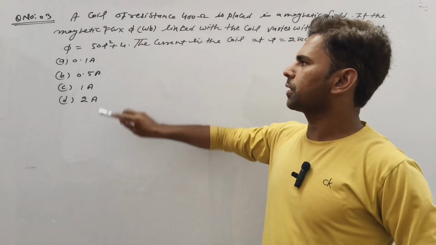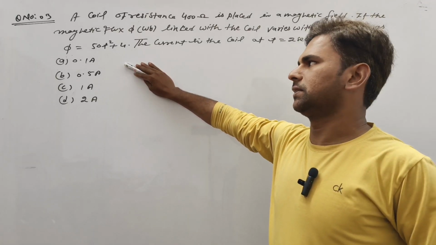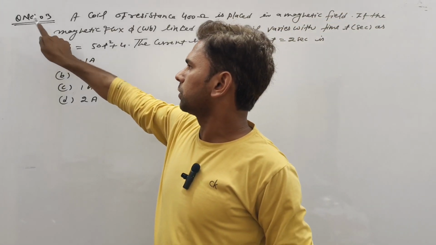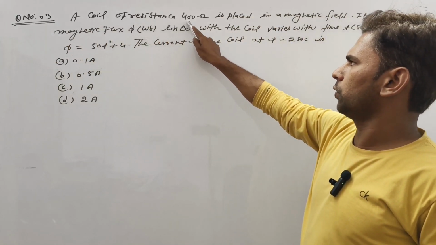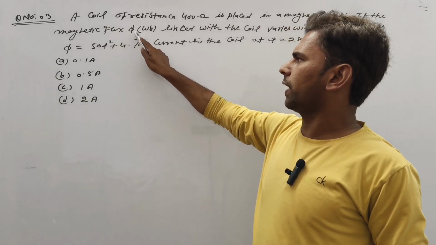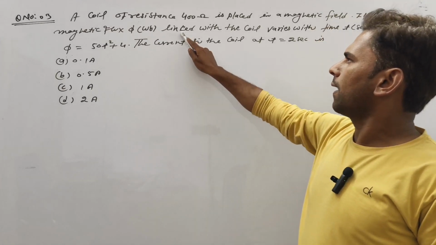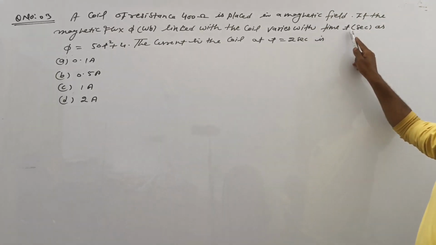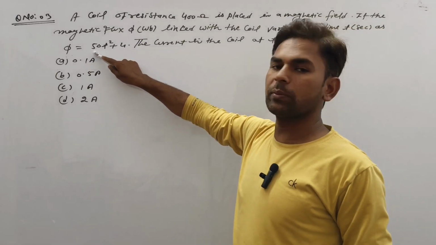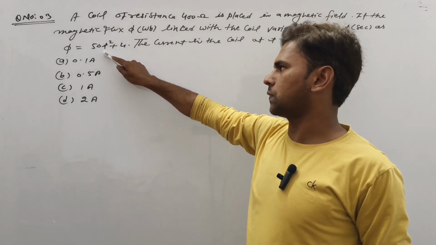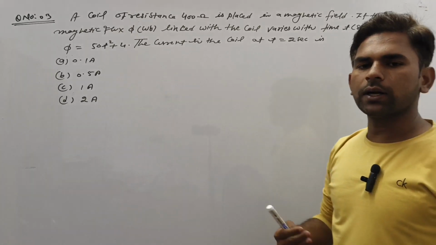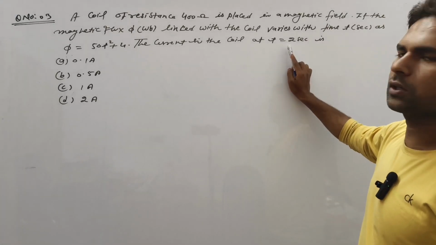Now we are going to solve question number 3 from the chapter electromagnetic induction. This is a very important question. First we will read this question carefully. Question number 3: a coil of resistance 400 ohm is placed in a magnetic field. If the magnetic flux phi, in Weber, which is the unit of magnetic flux, linked with the coil varies with the time t in seconds as phi is equal to 50 t square plus 4. Here is the given magnetic flux and time equation. The current in the coil at t is equal to 2 seconds. What they are asking is the value of current at t is equal to 2 seconds.